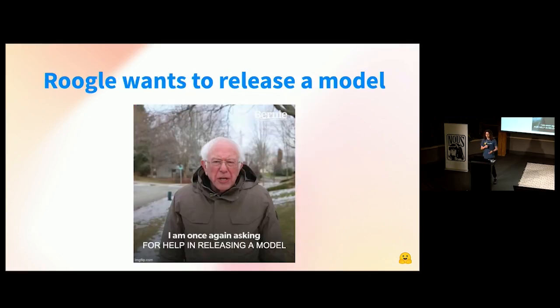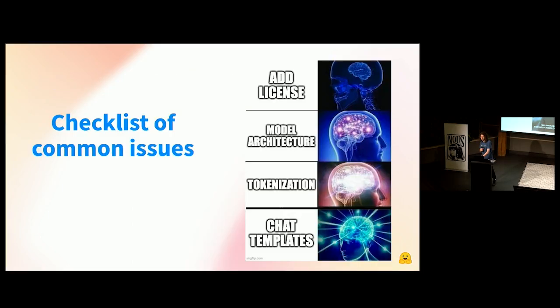So you might think it's quite easy. Usually it begins with a company, again, a research lab, let's say Google, wants to release a new model. They come to us and they say, hey, we want to release a new model, Lemma, and we want to make it easy to use and fine-tune and train by the community.